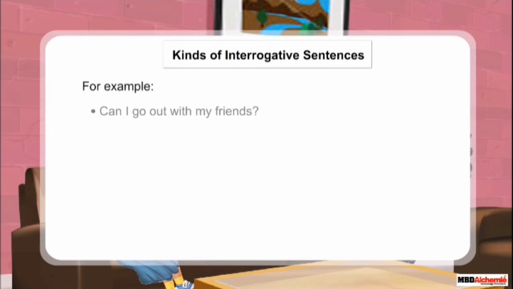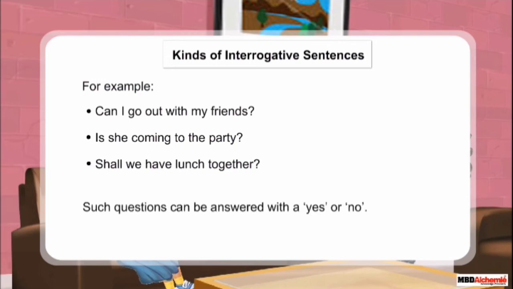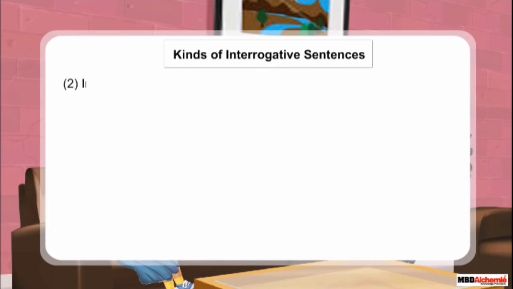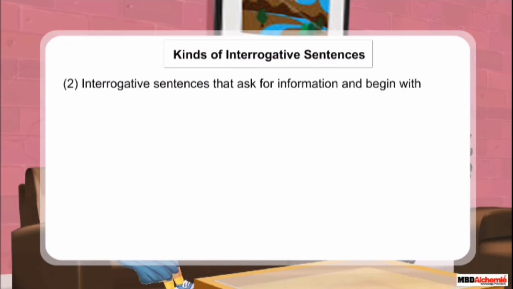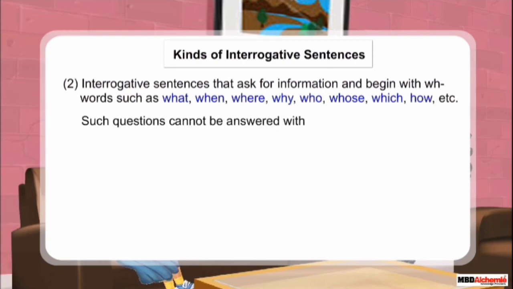Let's see some examples. Can I go out with my friends? Is she coming to the party? Shall we have lunch together? Such questions can be answered with a yes or no. The second type of interrogative sentences are those that ask for information and begin with WH words such as what, when, where, why, who, whose, which, how, etc. Such questions cannot be answered with a yes or no and require full information.